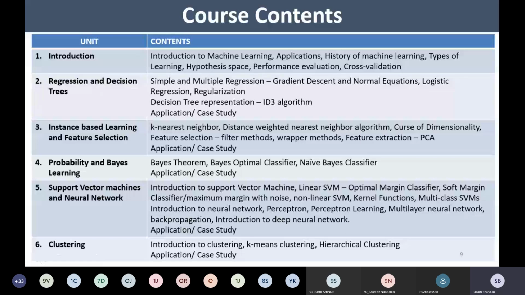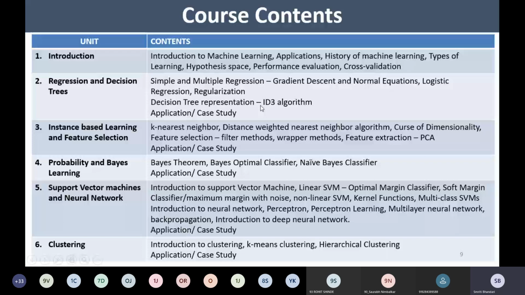In this unit, we are going to focus more upon 2 kinds of regression techniques, simple and multiple regression. Under classification, we'll be looking at logistic regression. Though the term includes regression, logistic regression is a kind of classification algorithm. So we'll be focusing upon that. And the decision tree algorithm, typically the ID3 algorithm.